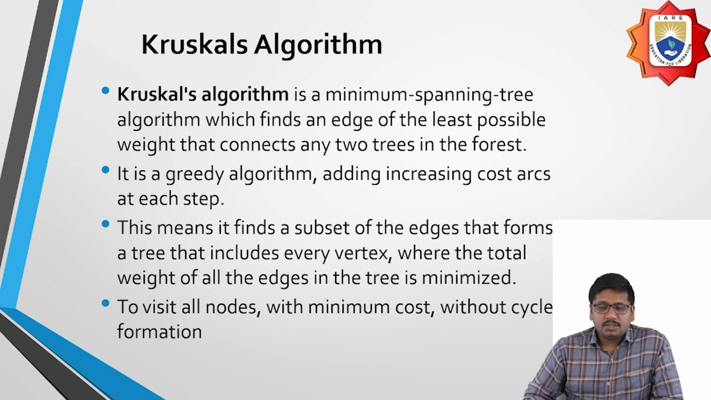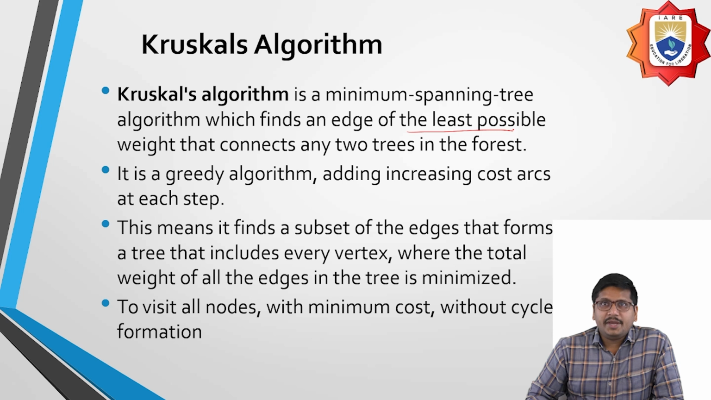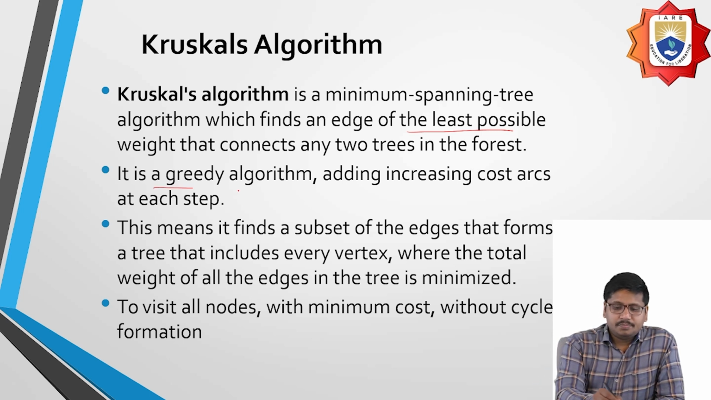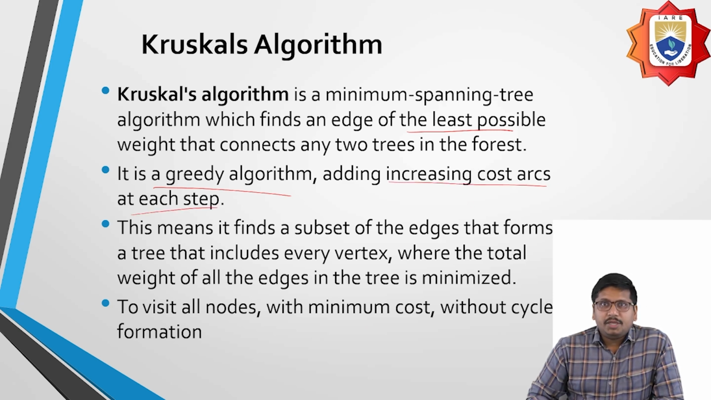And next one is Kruskal's algorithm. So what is this Kruskal's algorithm? Kruskal's algorithm is a minimum spanning tree algorithm, which is going to find the edge of the least possible weight that connects any two trees in the forest. So it is a greedy algorithm, adding the increasing cost arcs at each step. That means it is going to find the subset of edges that forms the tree which includes every vertex, where the total weight of all the edges of the tree is minimized, and visits all the nodes with minimum cost without cycle formation.